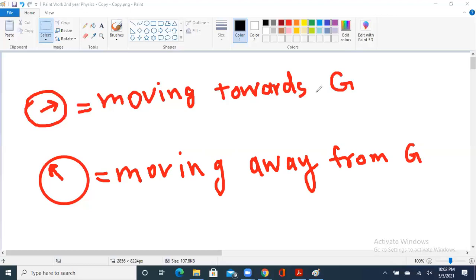I hope you have got a better understanding of both of these situations. One situation is when the magnet is moving toward the circuit or coil. In this situation, there is a clockwise current, while when it is moving away from the galvanometer, it has an anti-clockwise current. Now we have to see it more.